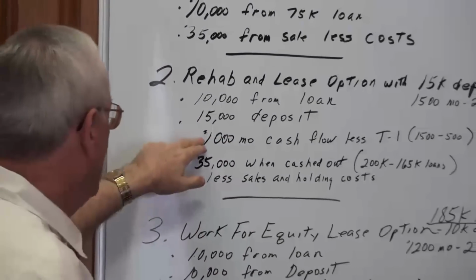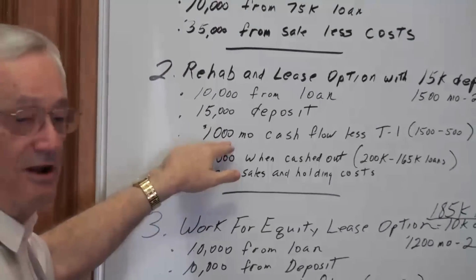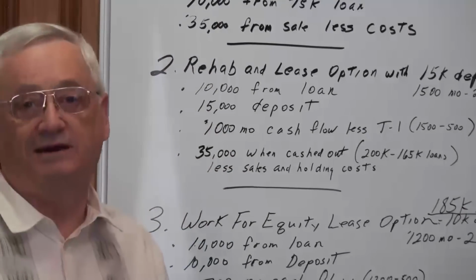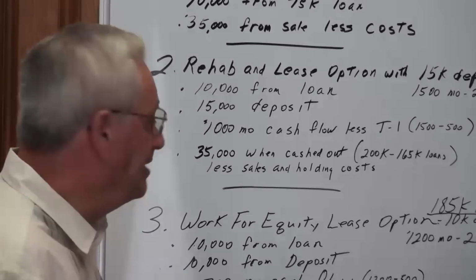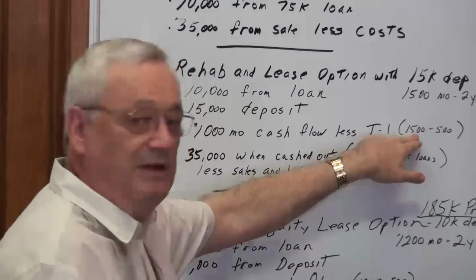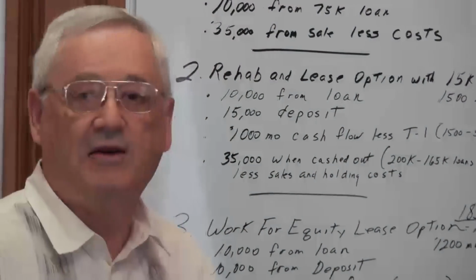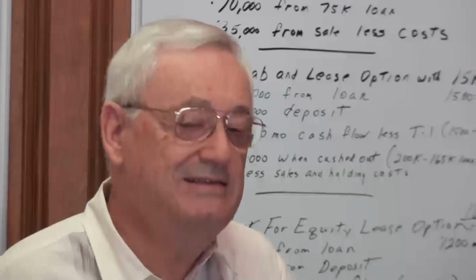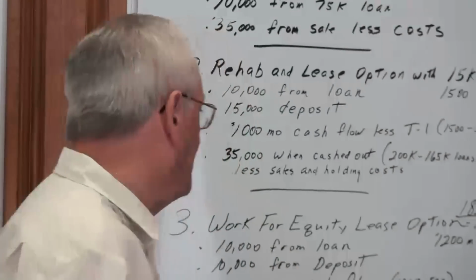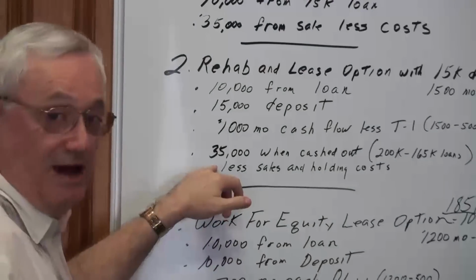I got $10,000 cash flow on my monthly payments. $1,000 a month, sorry, for however many months it's out there, which kind of makes a case for letting it take longer, not shorter. See, a $1,500 payment coming in and a $500 payment going out means that I got a $1,000 a month difference minus taxes and insurance, because I do have to pay those along the way. Okay? And then of course I get $35,000 when it's cashed out.